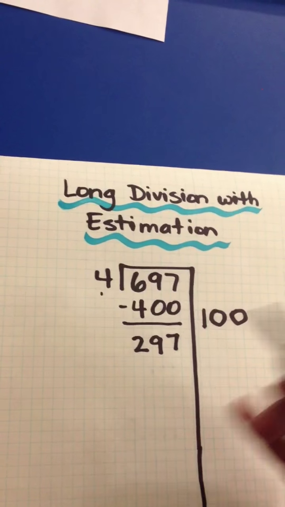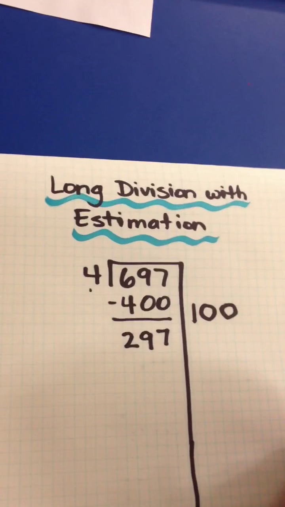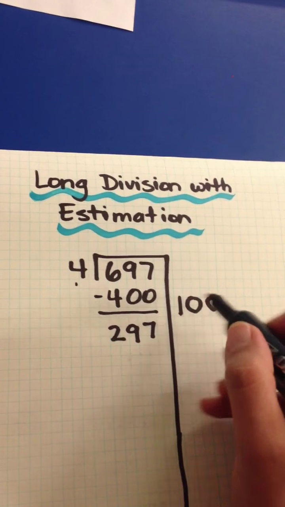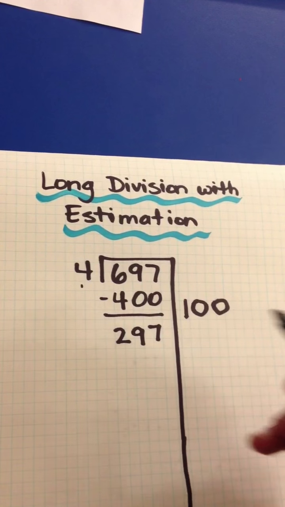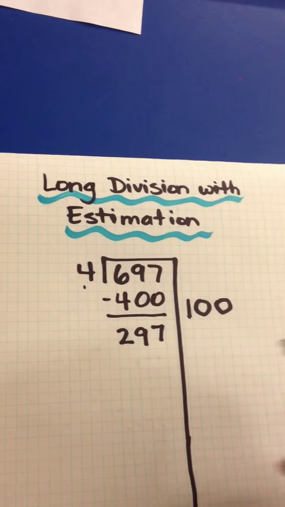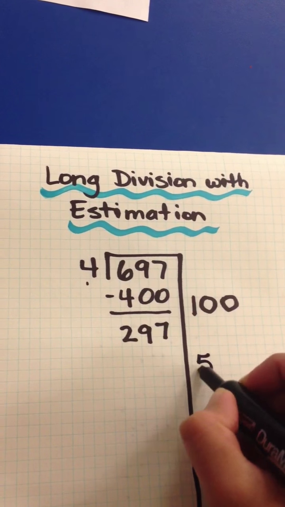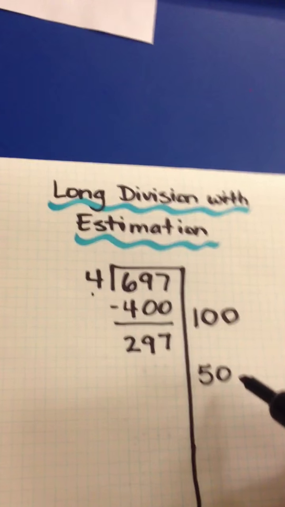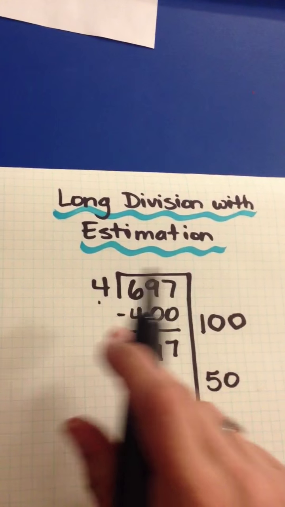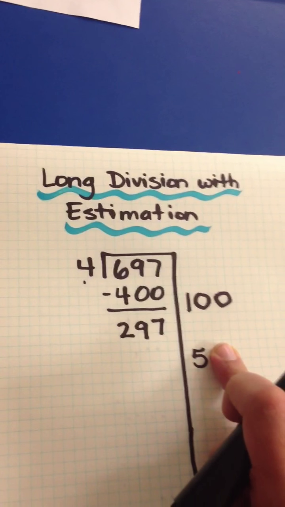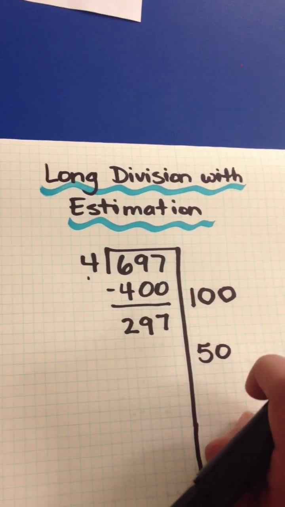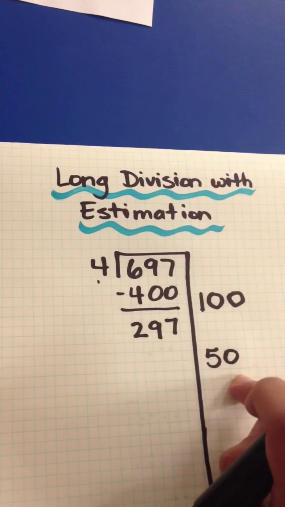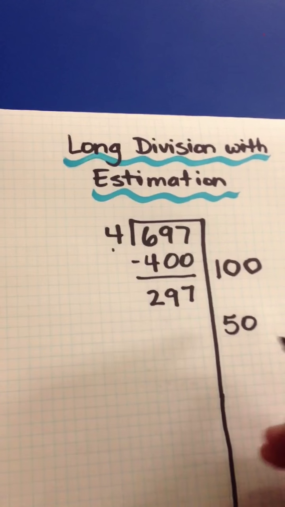So how many times does 4 go into 297? Well, I can't estimate 100 because that number is going to be too high. I know that I can't take 400 away from 297. So I'm just going to go by 50. So now my estimate is that 4 goes into 297 at least 50 times. Now 4 times 50 is really just 4 times 5 with an extra 0 at the end. So 4 times 5 I know is 20, and if I put another 0 at the end, that's 200.